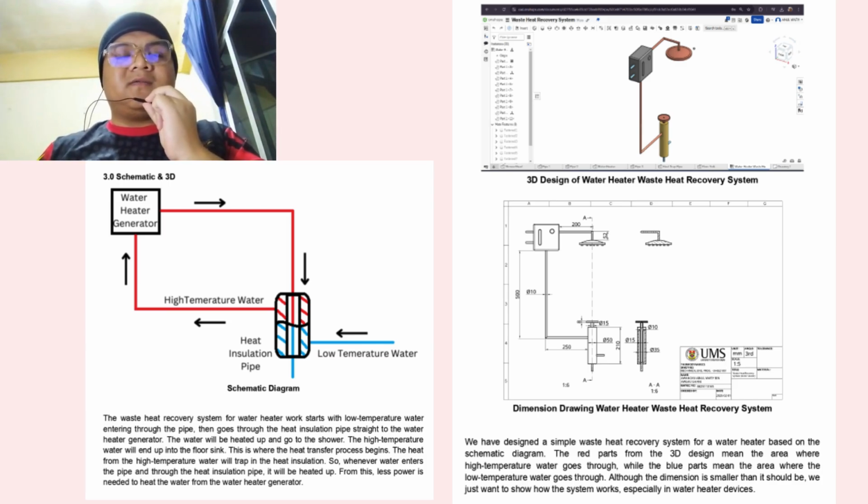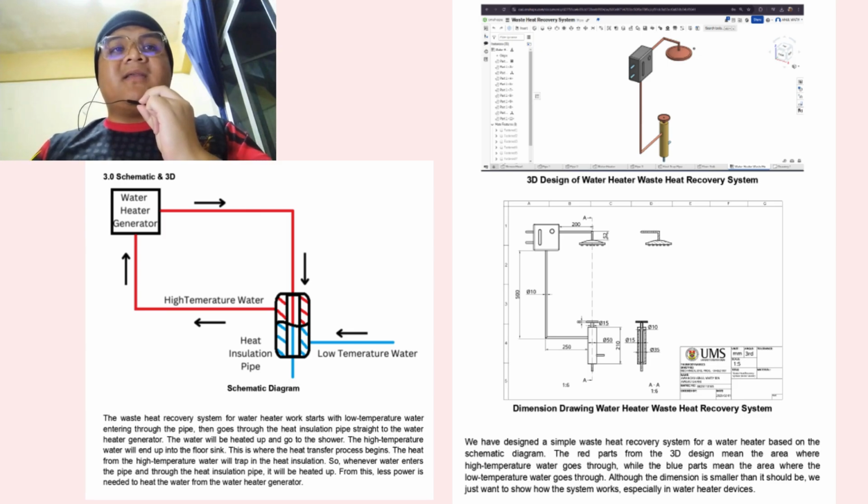So we decided to take the water heater system as our device for this project. And the process starts with low temperature water entering through the pipe, then goes through the heat insulation pipe straight to the water heater generator. The water will be heated up and go to the shower. The high temperature water will end up in the floor sink. This is where the heat transfer process begins.